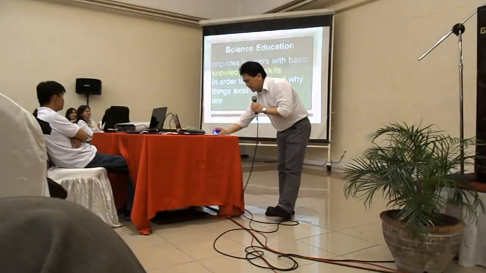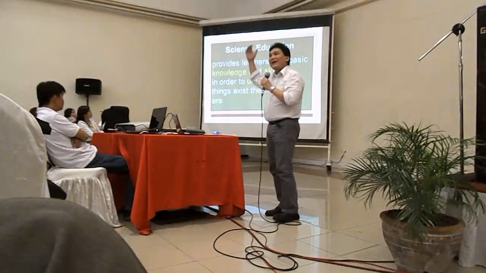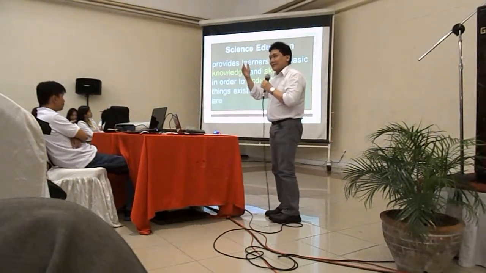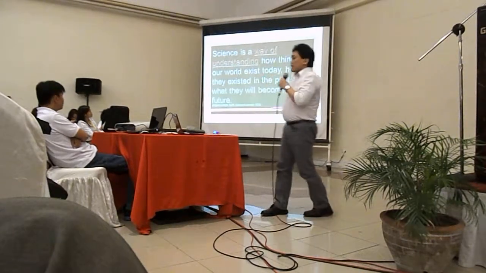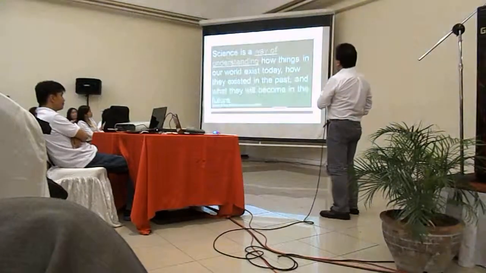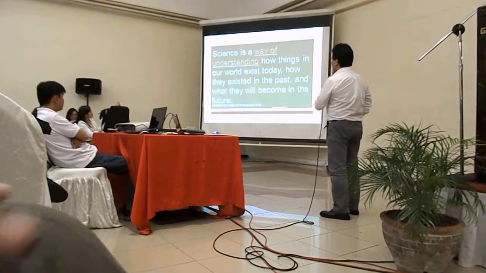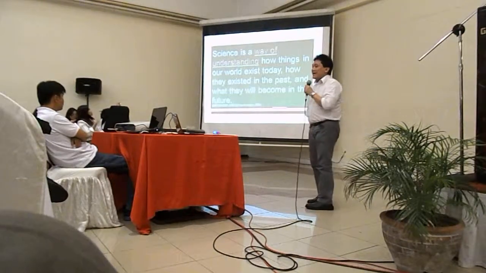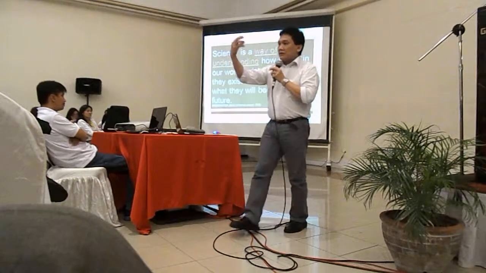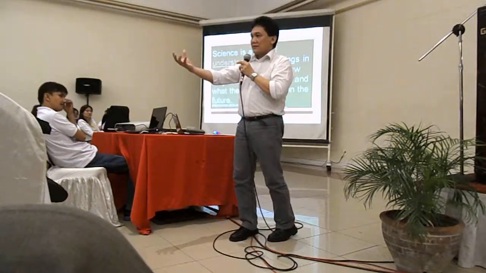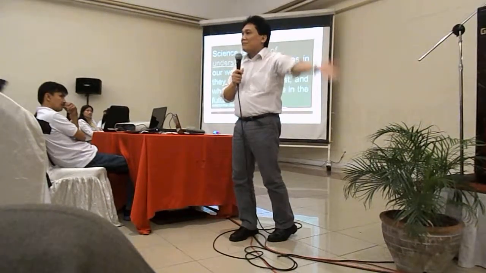Okay. Going back here, so that's the meaning of this. Why these things exist the way they are. Okay. Now, second, science is a way of understanding how things in our world exist today, how they existed in the past, and what they will become in the future. When we teach things, it's also nice to know ano bang historical background.